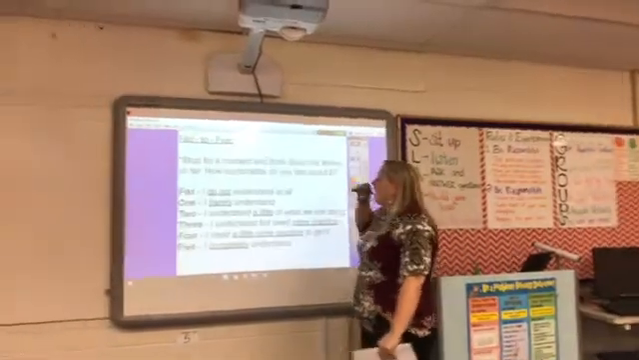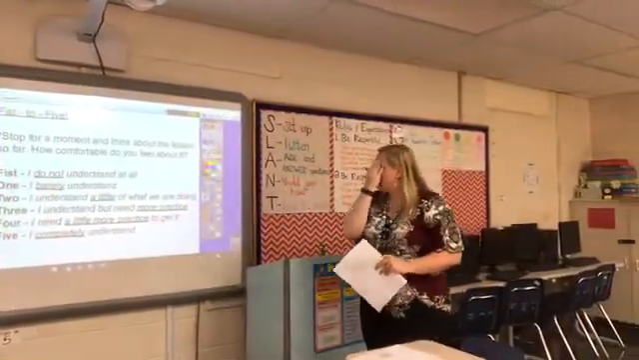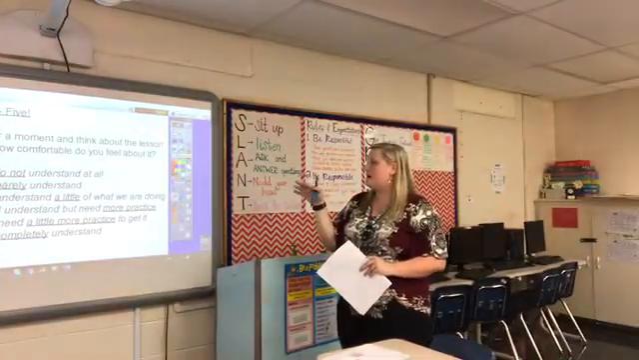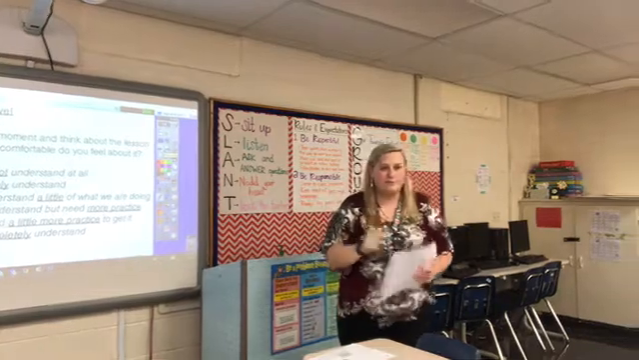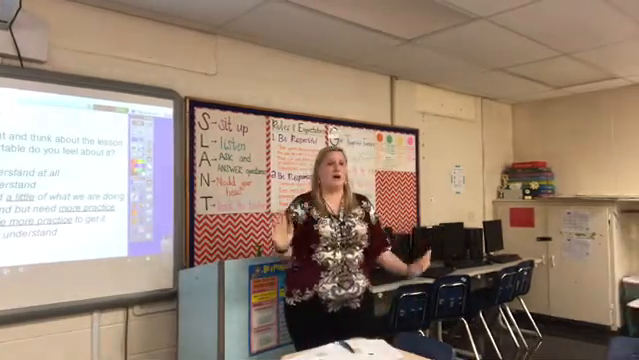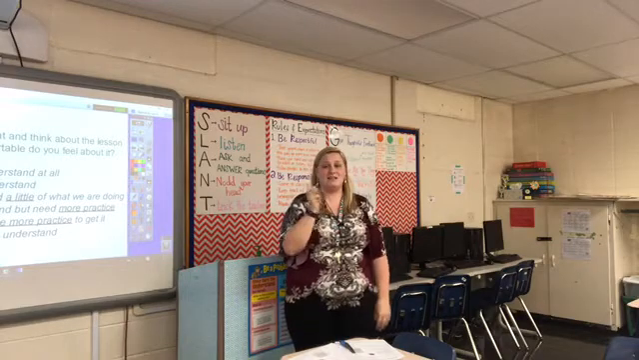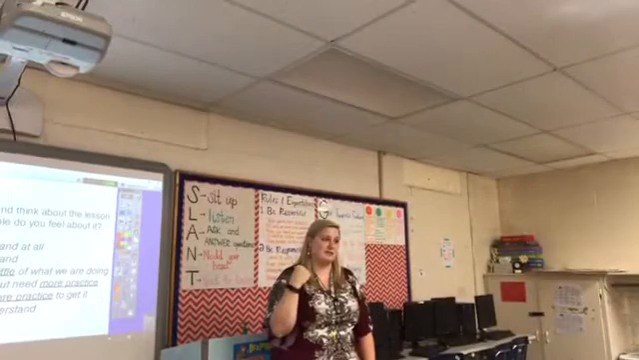This is the Fist to 5 that I was talking about. If you don't use this, this is a really great tool. All I do is, they know this by memory, stop for a minute, think about the lesson so far. How comfortable do you feel about it? One, they just give me like a fist, means I have no idea what's going on, I need help. If I see a lot of fists to 3, I go back and I reteach. And I say, okay, we got to have more examples than this, if I have time.